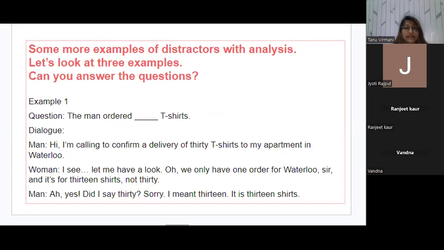Okay, quickly read it and then you have to tell me what the distractors are here. Your question is: the man ordered dash t-shirts. So you have to find out how many t-shirts the man ordered.